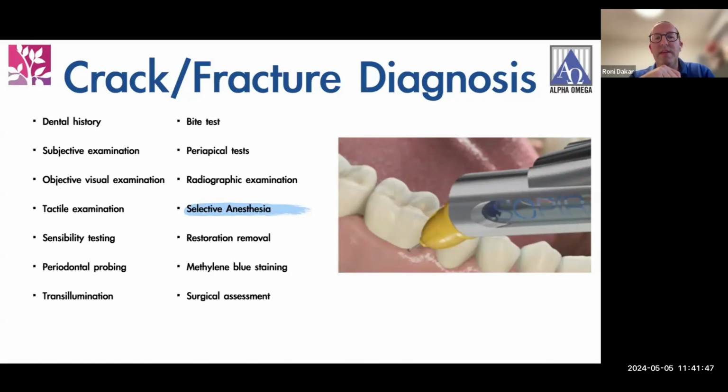First of all, this is a test that will allow us to focus on the one tooth that hurts when it's not very focused. But what's important is that if we anesthetize all of the teeth and the pain continues, then the suspicion of trigeminal neuralgia is greatly strengthened.